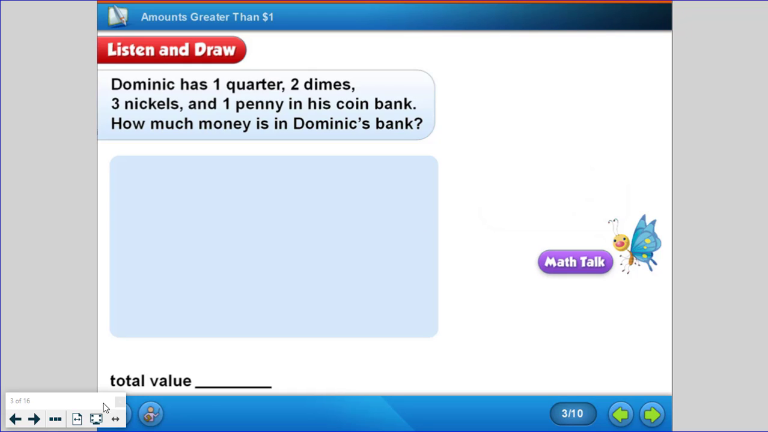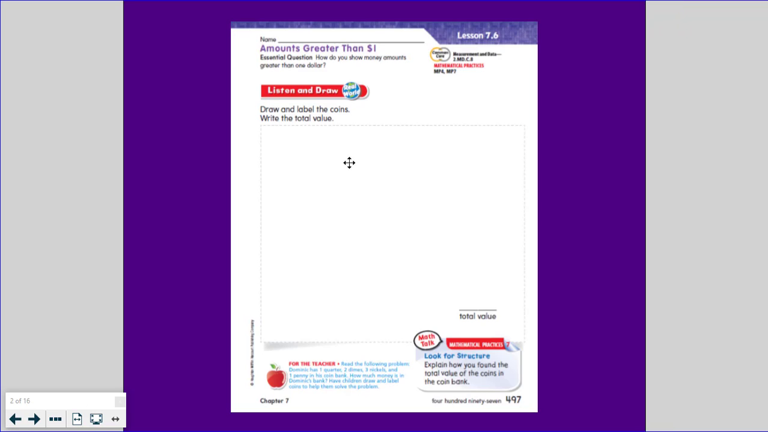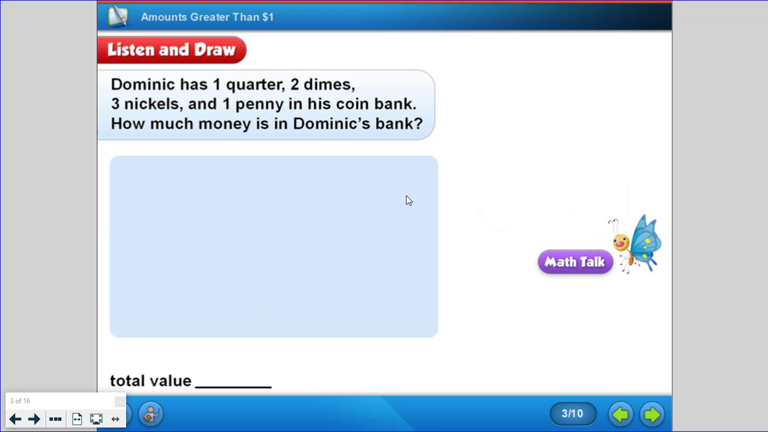So in your blank space on your page, I'm going to go back to your page, you're going to draw the coins, and we're going to figure out how much they're worth. So let's start drawing the coins. Dominic has 1 quarter. So we're going to write a 25. We're going to circle it, right? Because that's how we show a quarter.